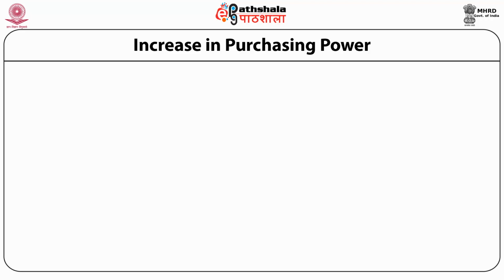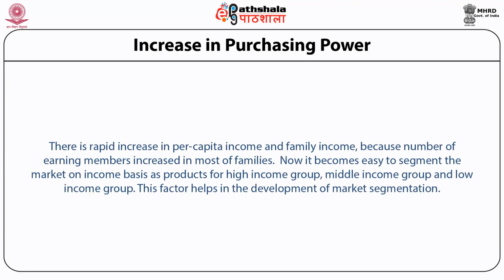Increase in purchasing power. There is a rapid increase in per capita income and family income of the customer because the number of earning members has increased in most of the families. Nowadays, it has become easy to segment the market on the basis of income, as products for high income group, middle income group, and low income group can be made easily.